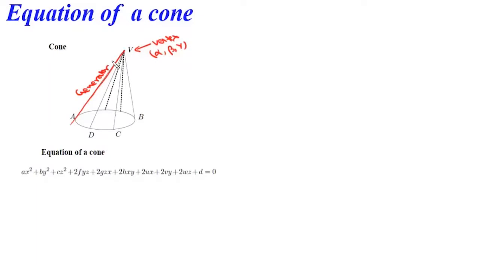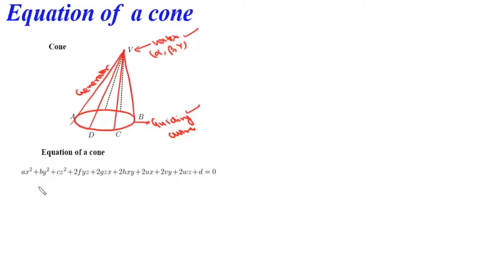generator, and this line also passes through a curve, and this curve is called the guiding curve. So if we know the vertex and the guiding curve, and if we join the vertex to the curve, we call it a generator, and there are infinitely many generators of this cone. So all these lines are generators of this cone.